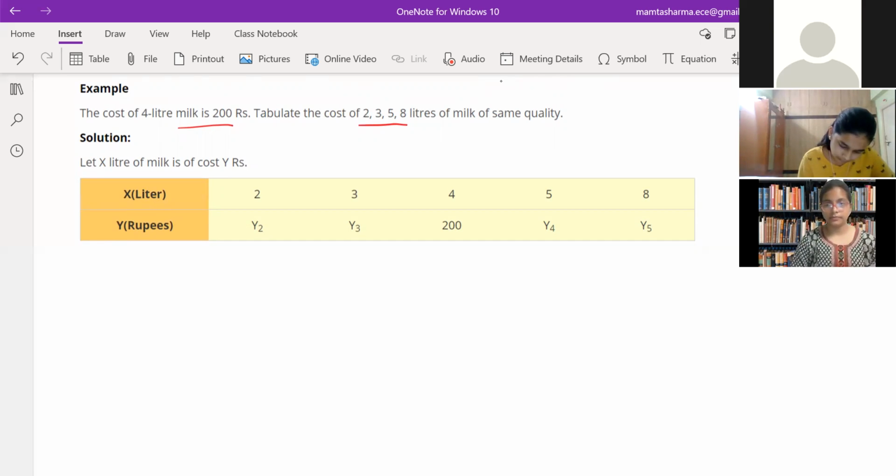Okay. So how did you calculate? Ma'am, if 4 liter is 200, then 2 liter is 100, and 1 liter is 50. Okay, by unitary method. You did it by unitary method, right? Yes, ma'am. Okay. You can apply any method, whichever is convenient. Tabular method or unitary, both are simple.